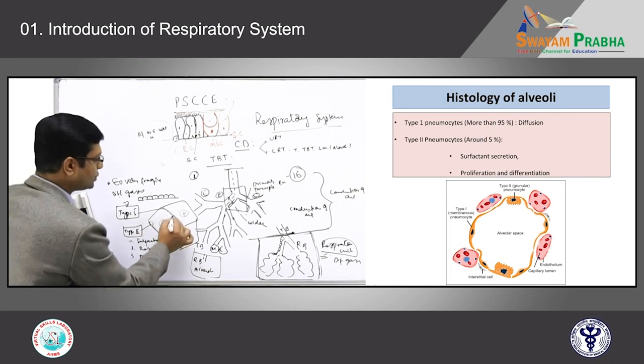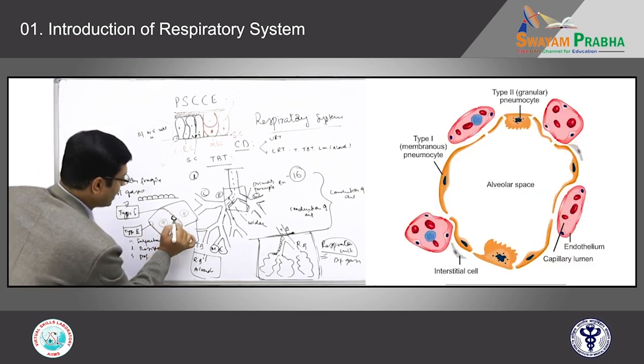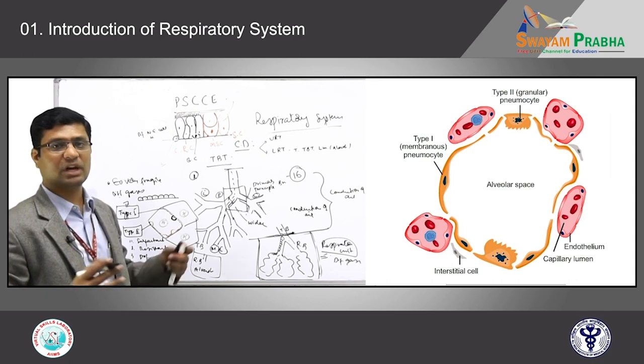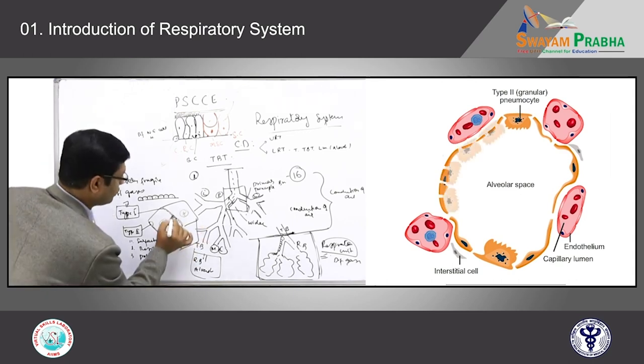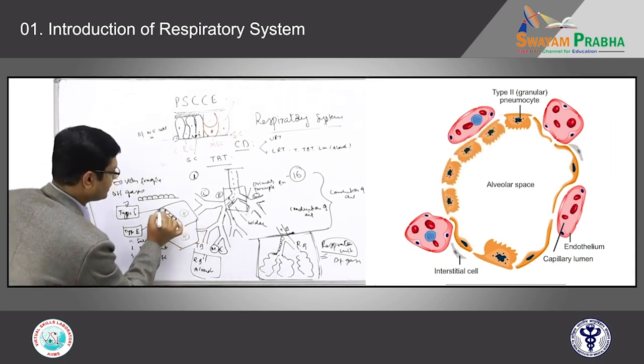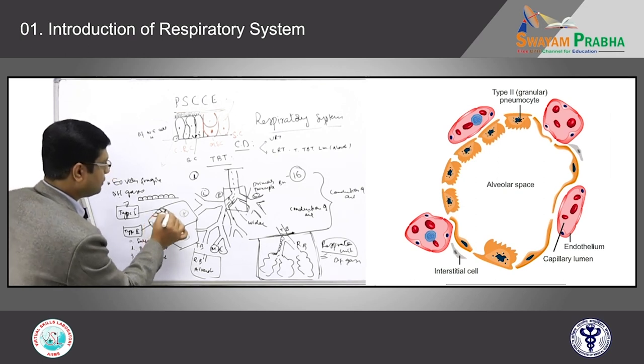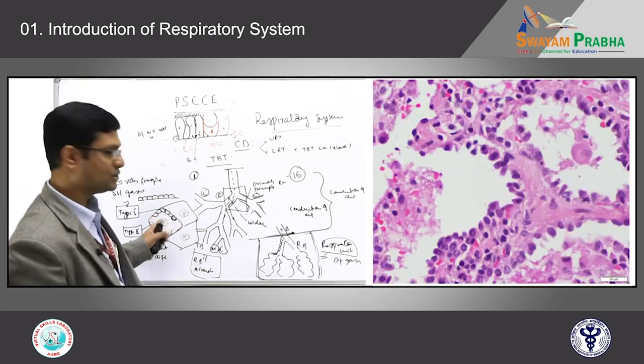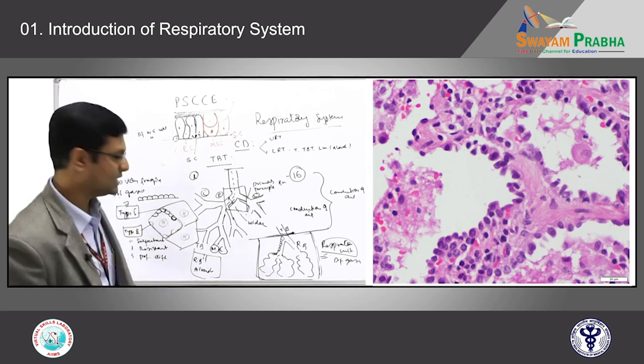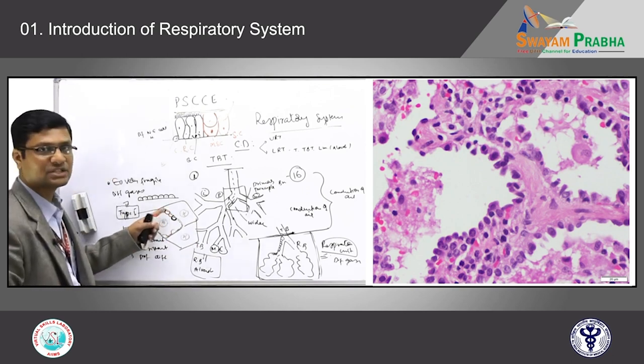Afterwards, type 2 cells will get stimulated. They start proliferating. That means one cell becomes 2, 2 become 4. When they proliferate, they cover the damaged surface. So, if you see lung microscopy at this level, you will see a large number of type 2 epithelial cells. That means they are replacing the damaged type 1.